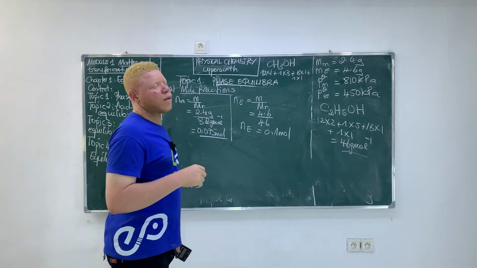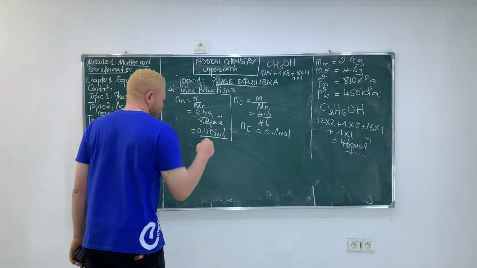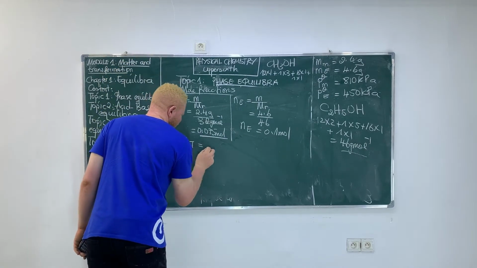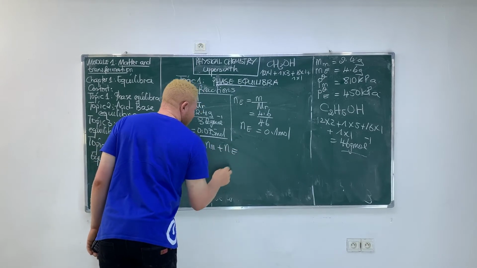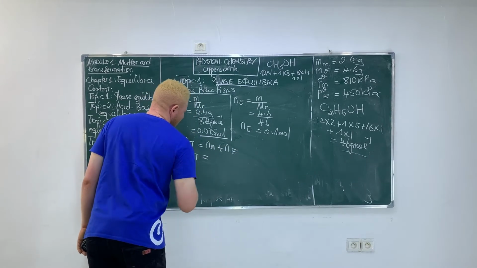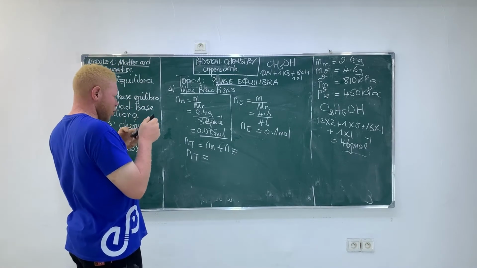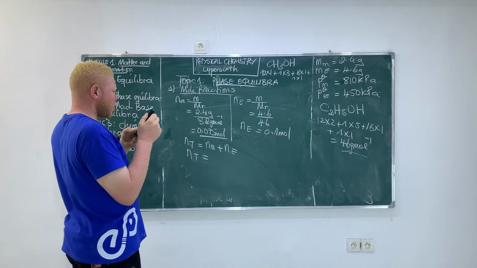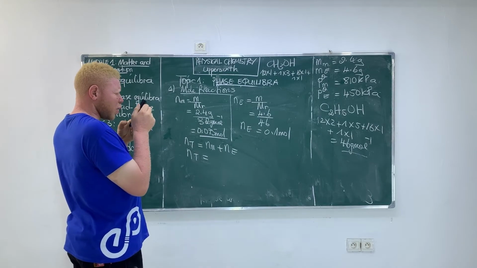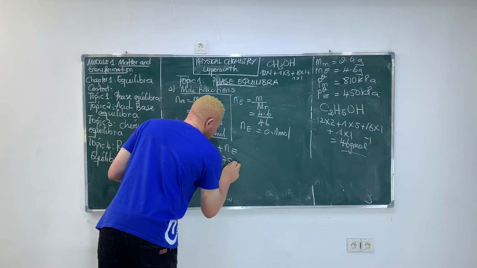So given that we have the number of moles now, we can calculate peacefully. Let's calculate the total first of all. N total equals N of methanol plus N of ethanol. So add the two numbers of moles: 0.075 plus 0.1. So we have 0.175 mole.